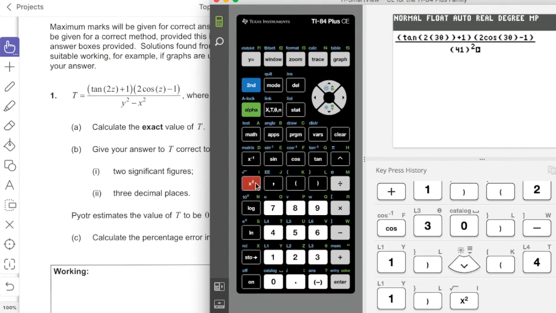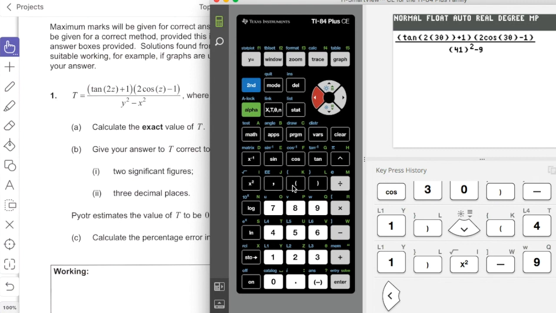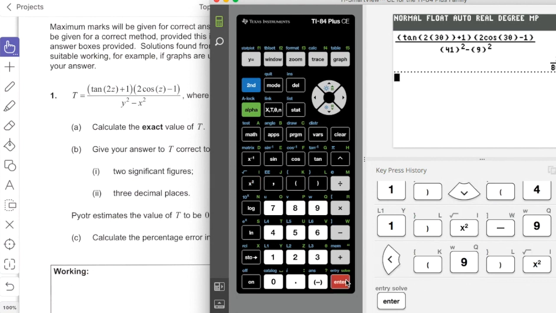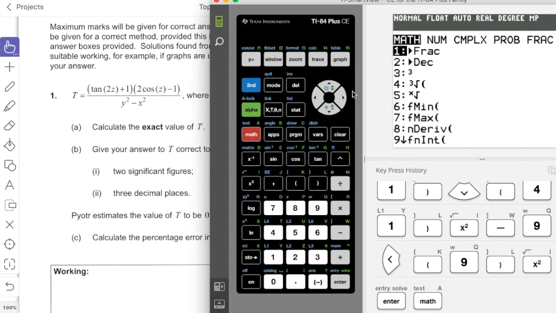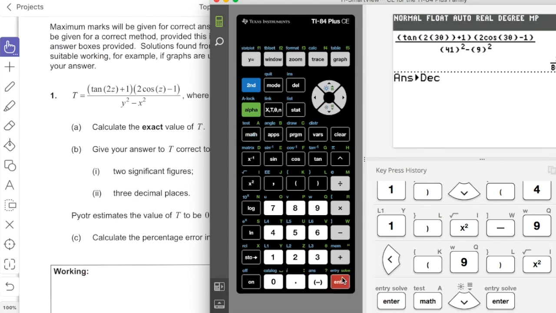41 squared minus 9, whoops, no brackets that time. I'm going to try and keep using brackets, squared. Okay, and if I did that correctly, I have my answer as 1 over 800. I might want that answer as a decimal, so I can just convert the fraction to a decimal by using the math key. There it is, 0.00125.